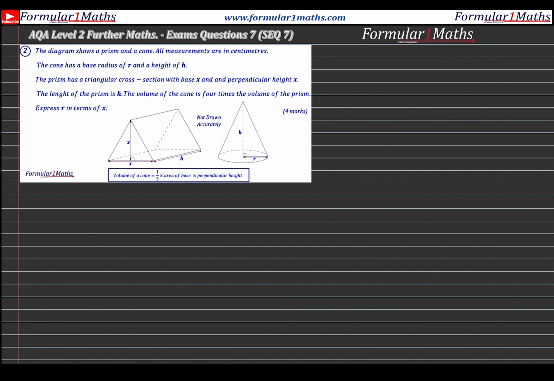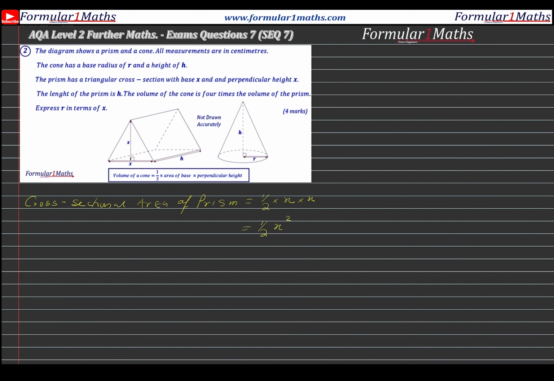So the cross-sectional area of the prism, which is this, is a triangle, and the area of a triangle is given by half the base times the height. So we can say the cross-sectional area of prism is equal to half times x times x, which will simplify to half x squared.